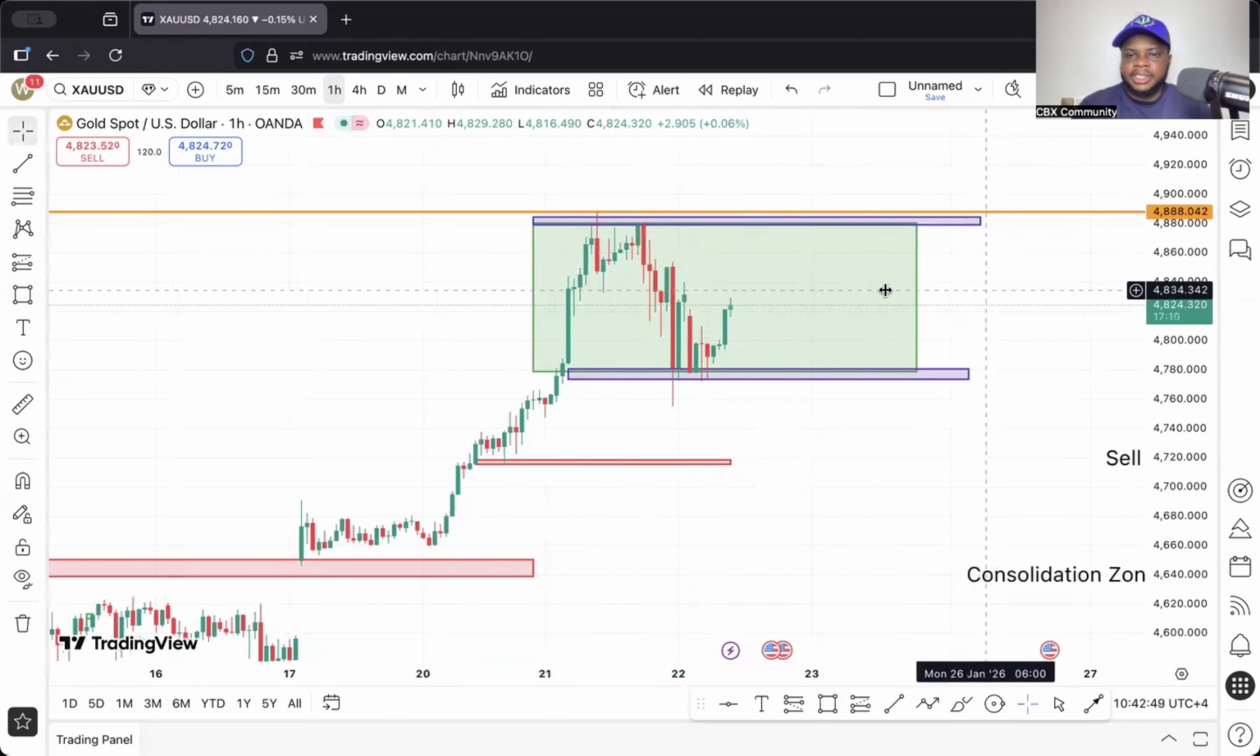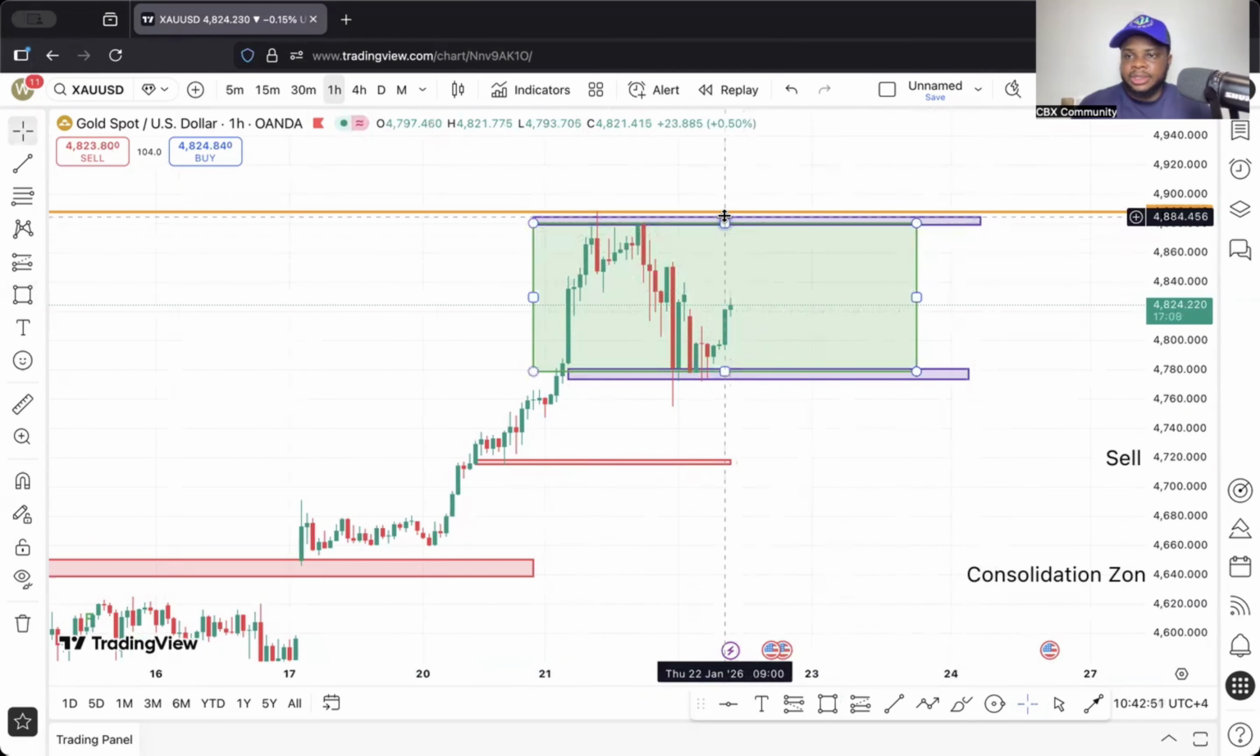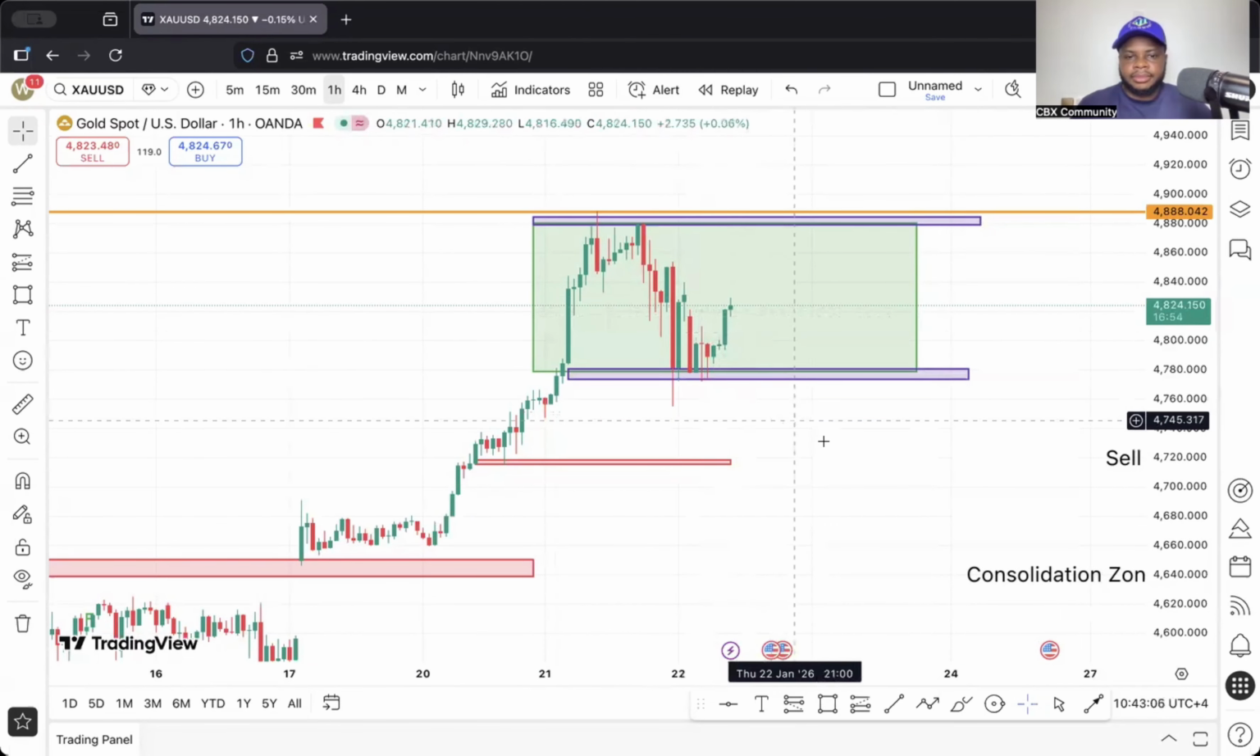So that means we are anticipating the break of this resistance zone and the break of this support zone before we'll be able to anticipate if it is the right time for us to take a position. As of now, the market structure is just consolidating, so we don't need to do anything. We have a support zone over here.